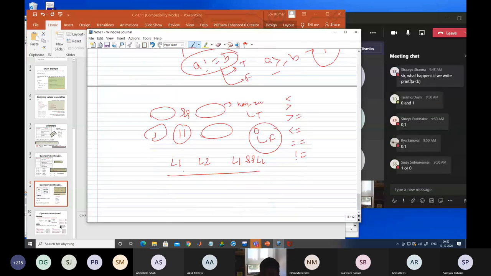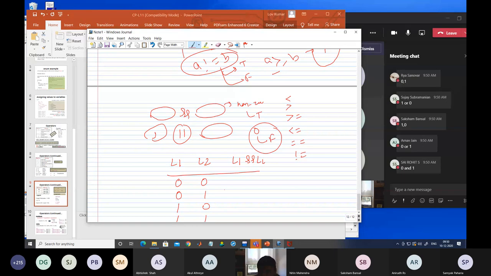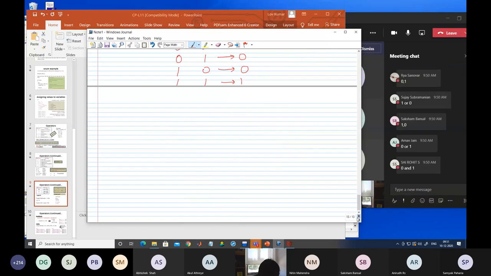If you are taking two logical operations, you will get only four combinations: 0 0, 0 1, 1 0, 1 1. 0 0 will give 0, 0 1 will give 0, 1 0 will give 0, and 1 1 will give 1. So L1 AND L2 will return true when both are true. If any one of them is false, you will get the output false. Now, can you tell me what output you will get when you write 0 AND L2?